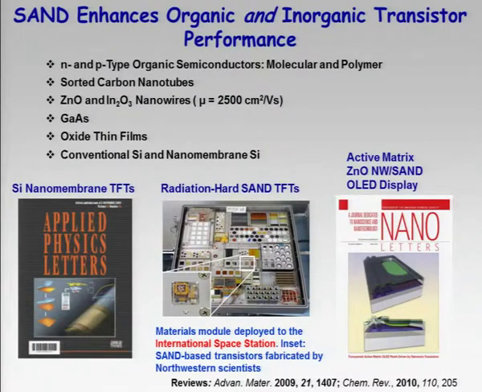Just to give you a sampling of what these can do, in our hands, almost any inorganic semiconductor we've used them with, we saw far better performance, whether it's carbon nanotubes or zinc oxide, indium oxide nanowires, gallium arsenide, oxide thin films. I'll show you some examples. The panel on the left is work with John Rogers using his silicon nanomembrane TFTs. What do you see? You see reduced hysteresis in the transfer plots, reduced operating voltages. They're very radiation hard, and this actually went up on the International Space Station.